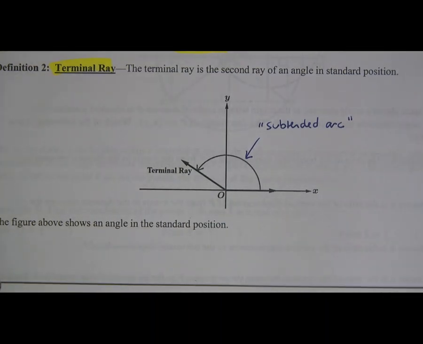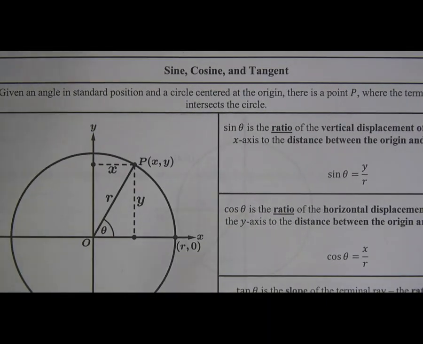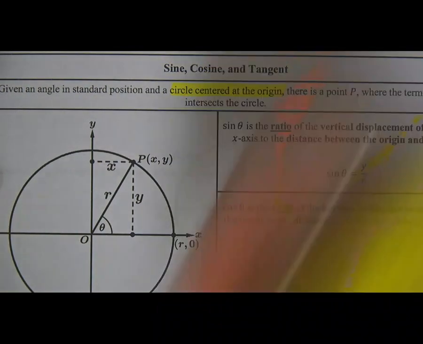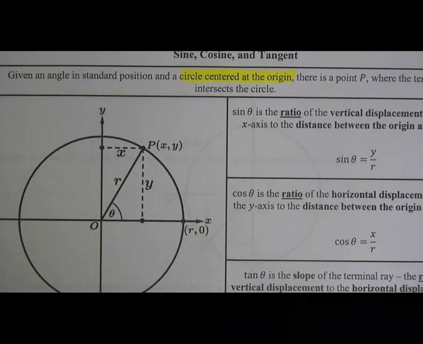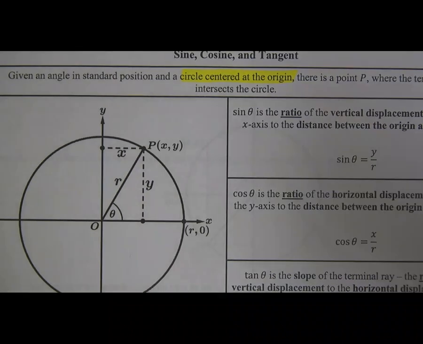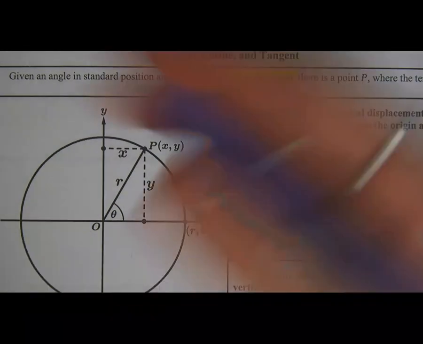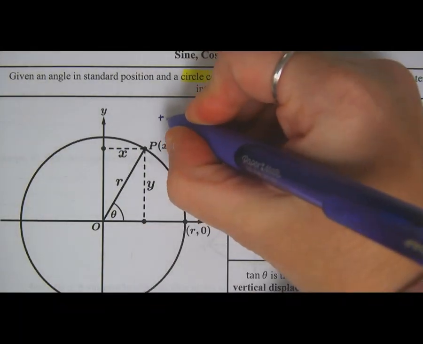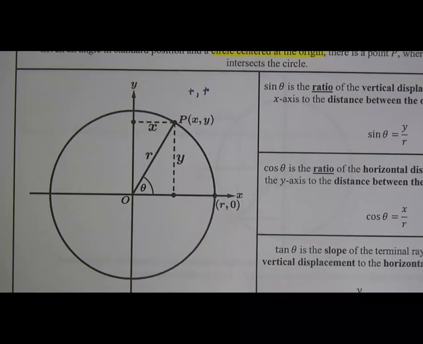Okay. Now let's talk about sine, cosine, and tangent. Given an angle in standard position and a circle centered at the origin, just look at the picture. Here's point P. What quadrant is point P in? Quadrant 1. And all of the coordinates in quadrant 1 are what? Positive, negative, what are they? Positive, positive, right?